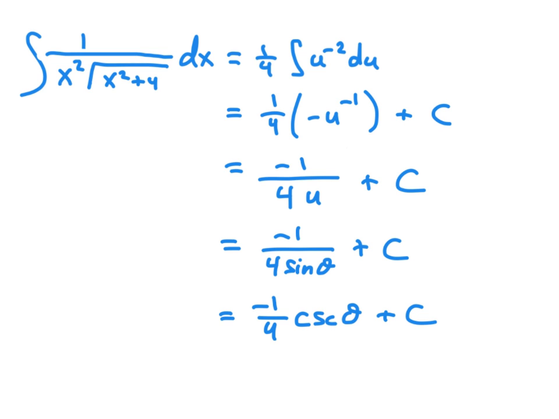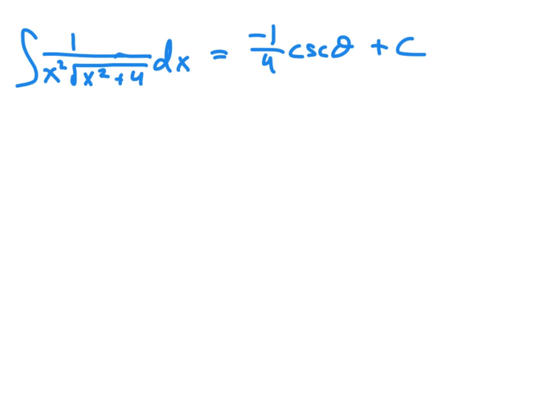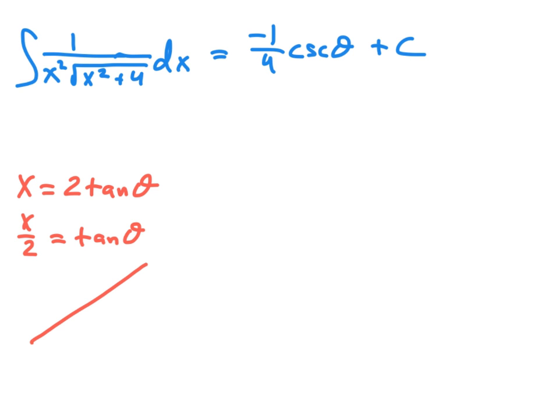Our last step in this example is to go back to the variable x by using a reference triangle to determine the cosecant of theta. So we recall that our substitution that we used at the beginning was x equals 2 tangent of theta. Dividing both sides by 2, we see that x/2 will be the value for tangent theta, and we want to find the value for cosecant of theta. And so to do that, we use a right triangle.